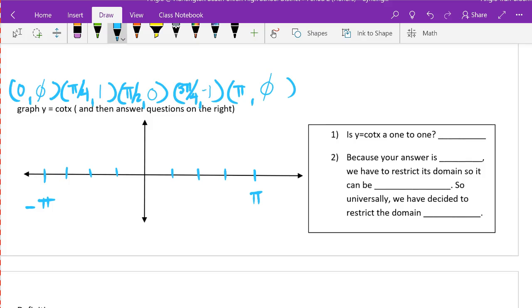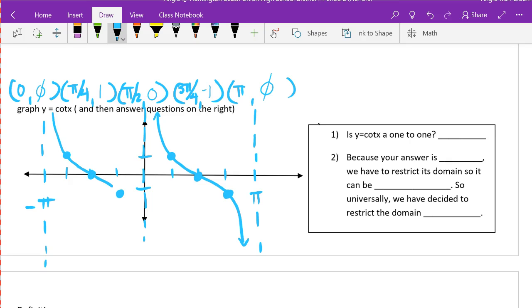Okay, here we go. I need asymptotes. Okay. Pi over 4. Are you guys okay back there? Okay. 0, negative. Okay. Okie dokie.